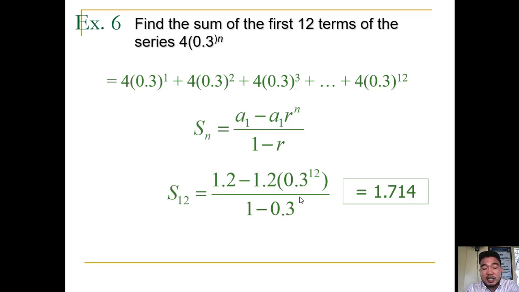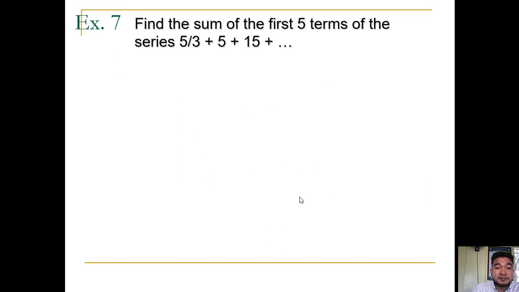So nakuha na natin ngayon yung sum ng ating first 12 terms. Okay, let us have another example. Find the sum of the first 5 terms of the series. Ngayon naman, series talaga yung nakabigay, no? 5 thirds, plus 5, plus 15, plus, and so on. Pero first 5 terms lang, no?